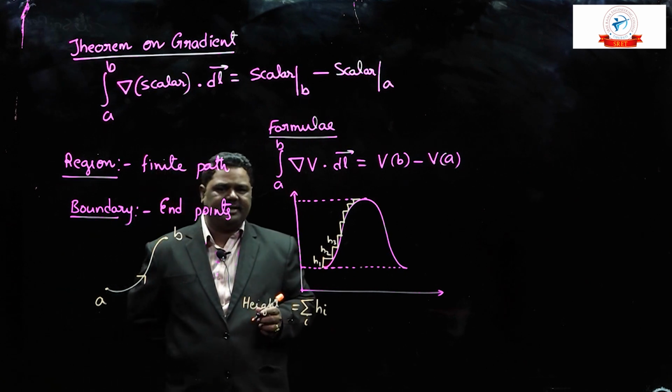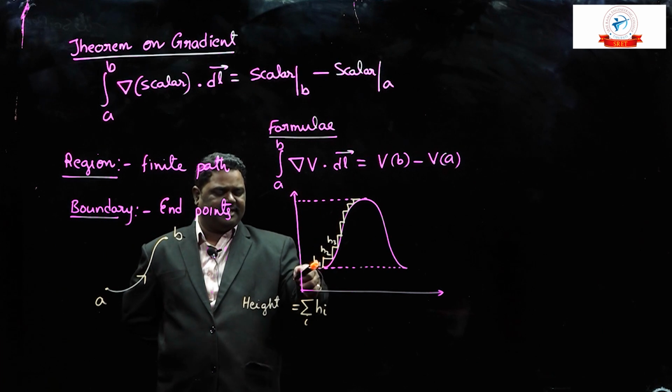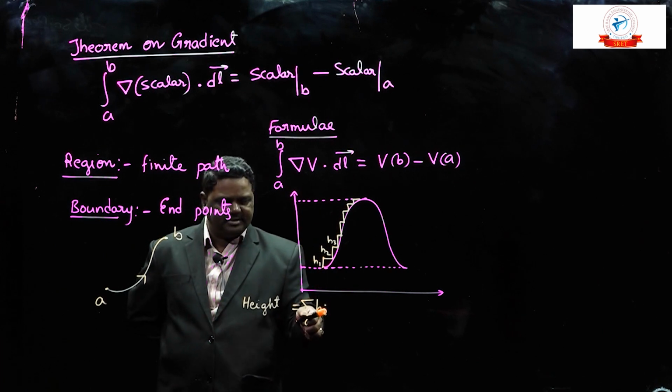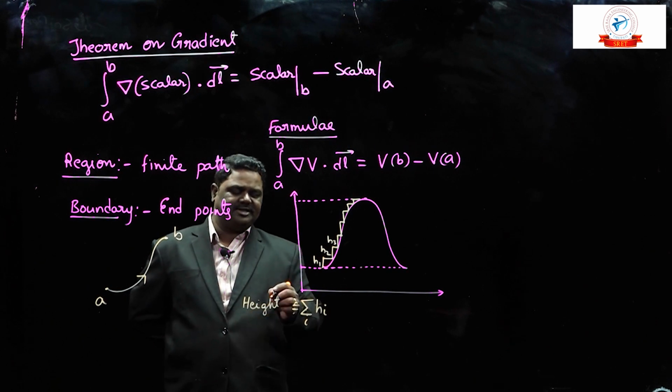Height of the curve. That means in this method we used addition of differential heights to find the total height. This is the first method.